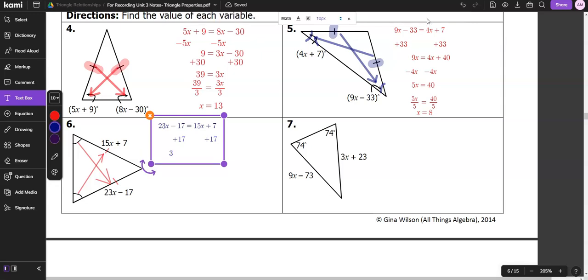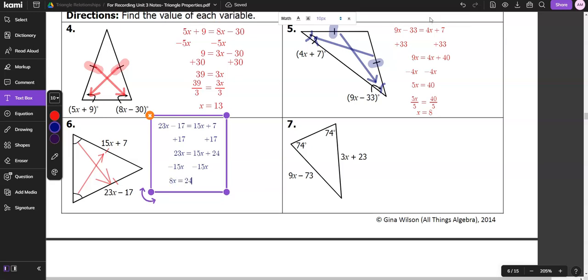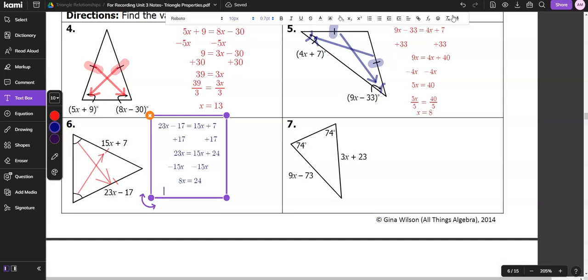So then we have 23x is equal to 15x plus 24. Now I'm going to subtract 15x from each side, and that will leave me with 8x equal to 24. And then of course after that we're going to divide both sides by 8. That would have 8x over 8 equals 24 over 8. And that's going to leave us with a final answer of x equals 3.